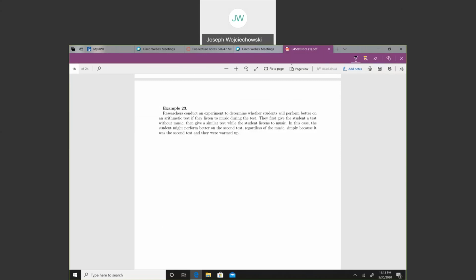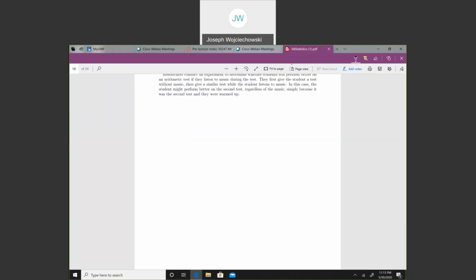Researchers conduct an experiment to determine whether students will perform better on an arithmetic test if they listen to music during the test. They first give the student a test without music, then give a similar test while the student listens to music. In this case, the student might perform better on the second test regardless of the music, simply because it was the second test and they were warmed up. So you have to take into account that.